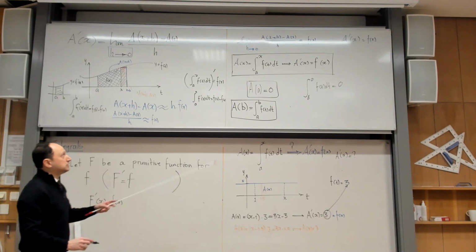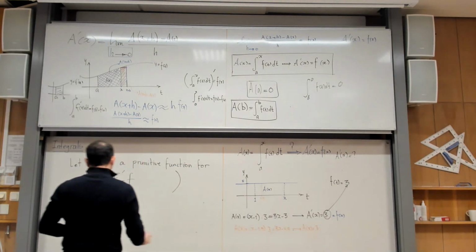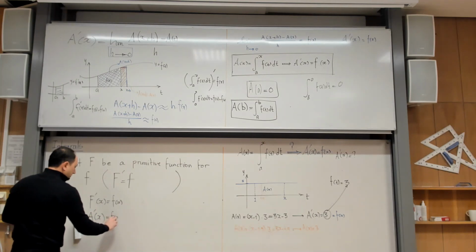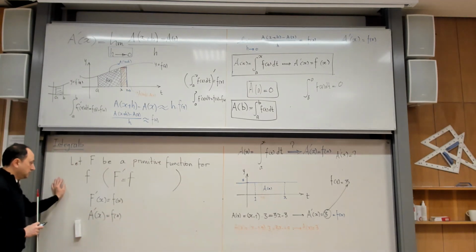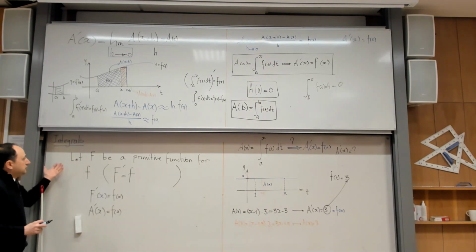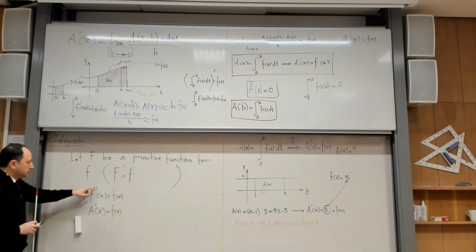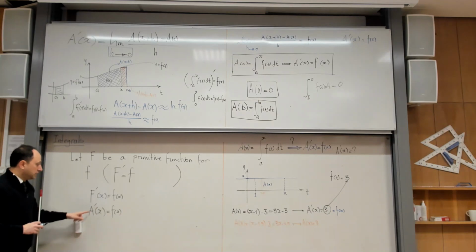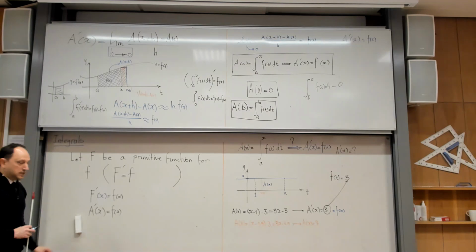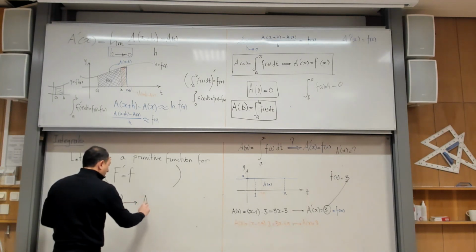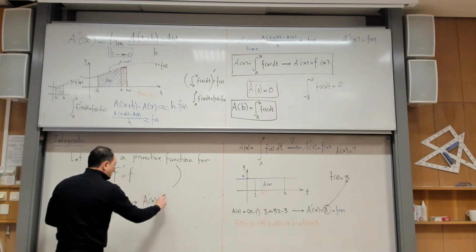We also learned that the derivative of A of x is also f of x. So if capital F is a primitive function for little f, it means capital F's derivative is little f. On the other hand, the area function's derivative is also little f. So this means that A prime of x and F prime of x are the same.